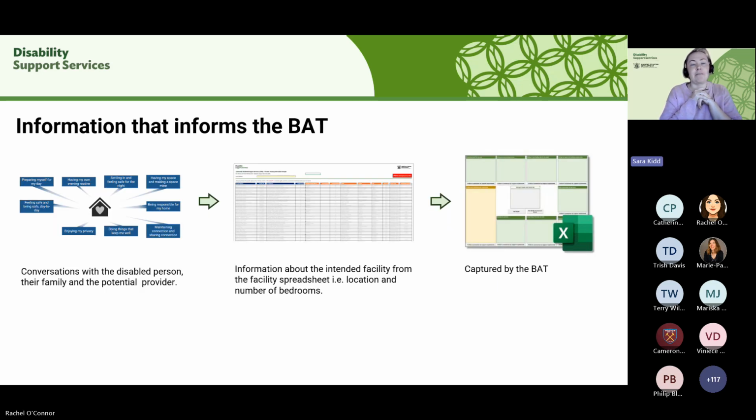Information that goes into the BAT is generally conversations with the disabled person, their family, and the potential provider. It also uses the information about the intended facility that this person may be living in from the facility spreadsheet that will be provided to the NASCs and EGL sites. This is where the information you provide to DSS_contracting around your new facilities really comes into operation. Both of this information together is captured by the BAT, by the NASC service coordinator or the EGL site.